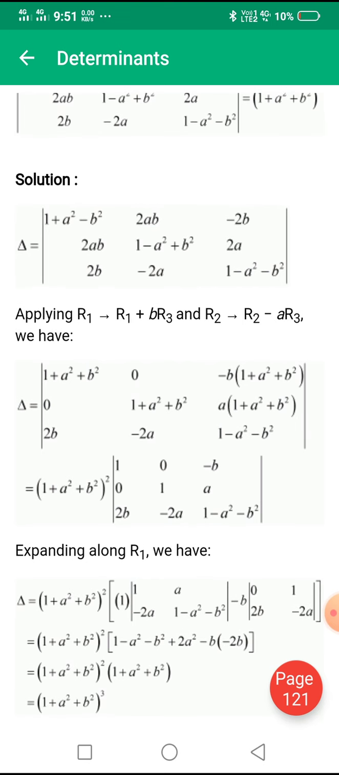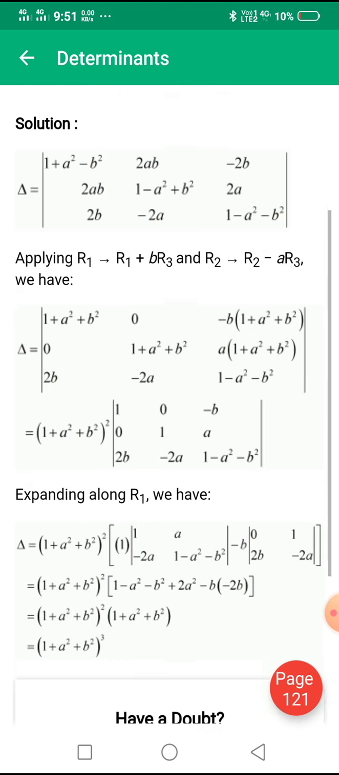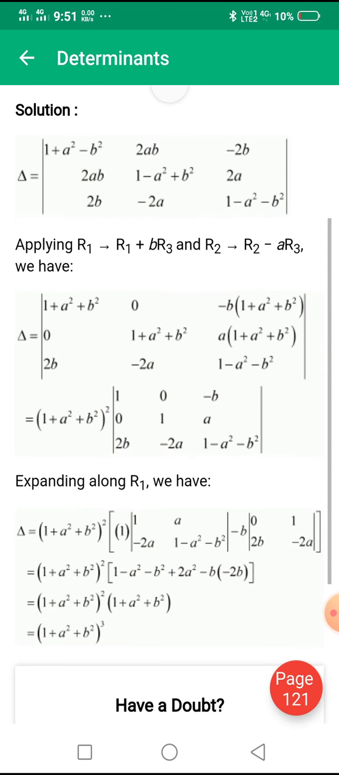You can clearly observe that row 1 and row 2 have 1 plus a square plus b square in common. So I will take common from row 1 and row 2, 1 plus a square plus b square. As I am having two factors, I will write it as (1 plus a square plus b square) whole square. After taking common, you have two zeros present in that determinant, so you can easily expand it using row 1, and the answer of the expansion is 1 plus a square plus b square.